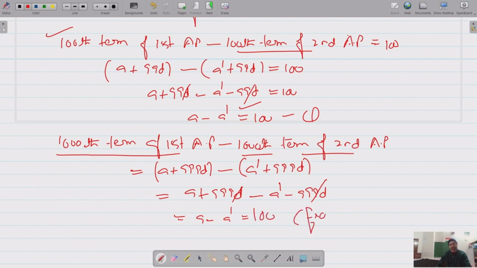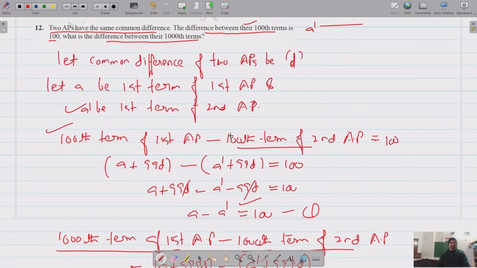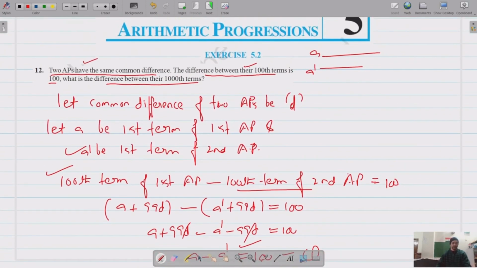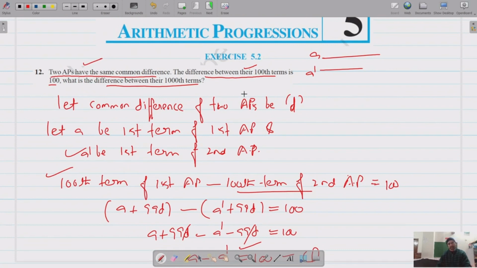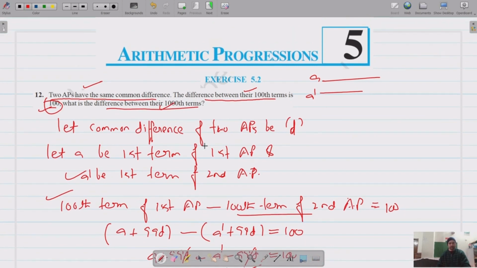So this gives us an important result: if two APs have the same common difference, and the difference between their same number of terms is, let's say, 100, then exactly the same difference will be between the same nth number of terms. So this solves our question number 12.